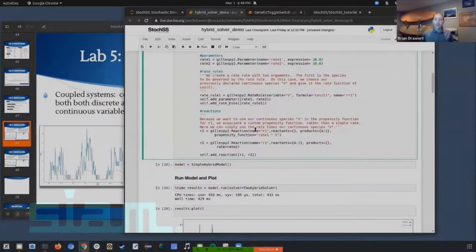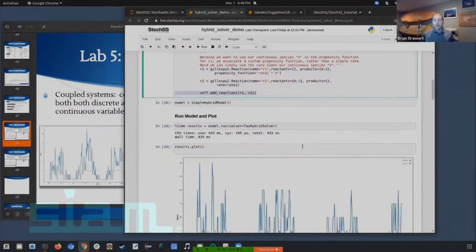And then I'm going to add a reaction that takes nothing and produces the A's. And it's going to produce that at the propensity function, rate 1 times v. So v varies with cosine t, and A is created by the amount of v that is there. And then my second reaction here, I take one A and I go to zero. So this is A goes to nothing. This is nothing goes to A, and this is a custom propensity function. And this is just a random rate here, and these are just numbers here.